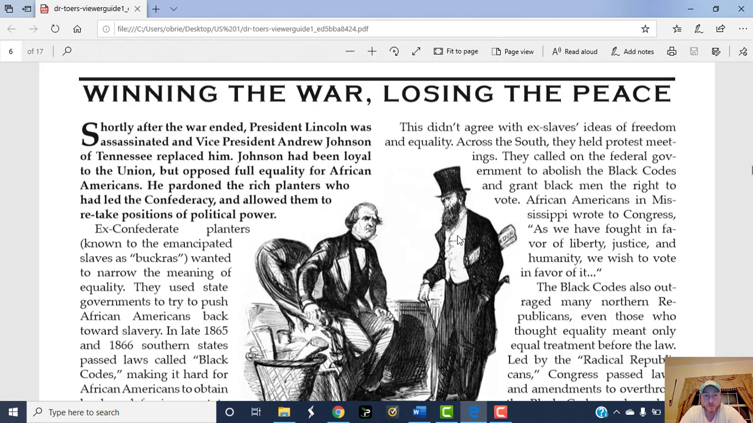So shortly after the war ended, President Lincoln was assassinated, and Vice President Andrew Johnson of Tennessee replaced him. Johnson had been loyal to the Union, but opposed full equality for African Americans. He pardoned the rich planters who had led the Confederacy and allowed them to retake positions of political power.